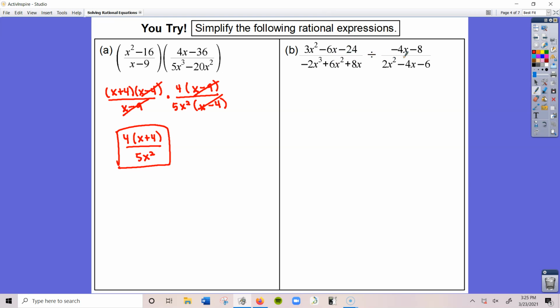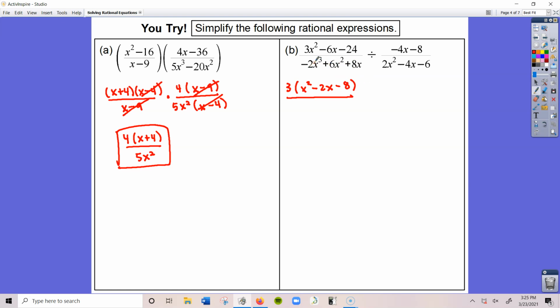Now we're going to do the same thing here, but this is division. So I'm going to wait to cancel things across the division symbol until I copy, change, flip. In the numerator, we have 3x squared minus 6x minus 24. I can first factor out a 3, and that would give me x squared minus 2x minus 8. I'll continue factoring that in a bit, but I'm going to just factor little bits at a time for now.